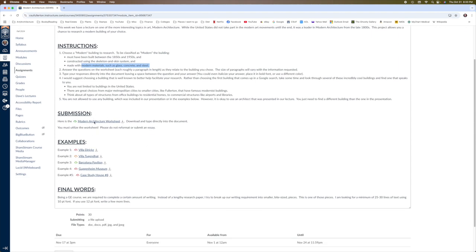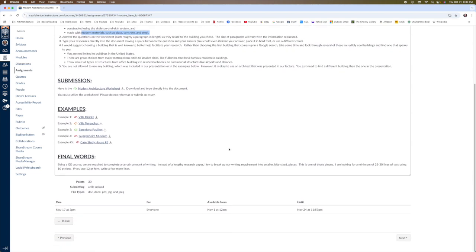You're going to fill out the modern architecture worksheet. I'll show you that in just a moment. And then we have the examples. These 5, they're fantastic examples. You can see how the student fills out the worksheet. And then this project is worth 30 points. I did expand the due date by 1 week and also the late date by 1 week. So you have until the 24th of November really to turn this in.